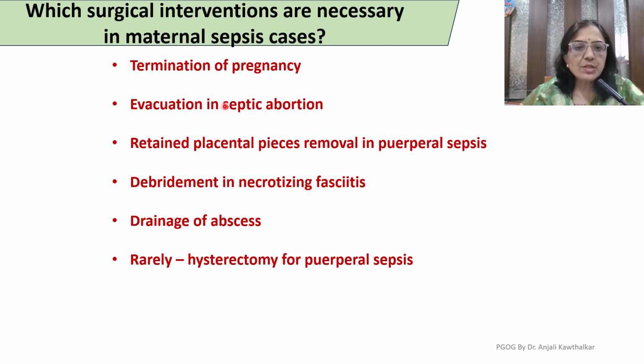Then evacuation in septic abortion. Retained placental pieces are to be removed in case of a puerperal sepsis. Debridement helps to improve the prognosis in necrotizing fasciitis. Drainage of abscess. Rarely hysterectomy is necessary for puerperal sepsis. I have not seen a need for hysterectomy for a puerperal sepsis, though I have seen a need for hysterectomy in a case of severe septic abortion. That I have seen.